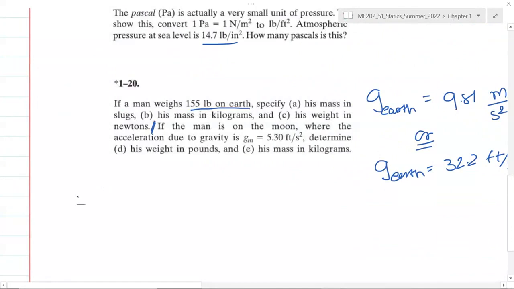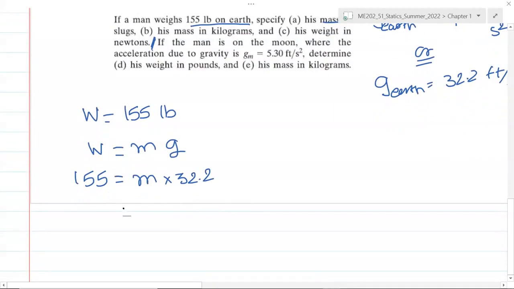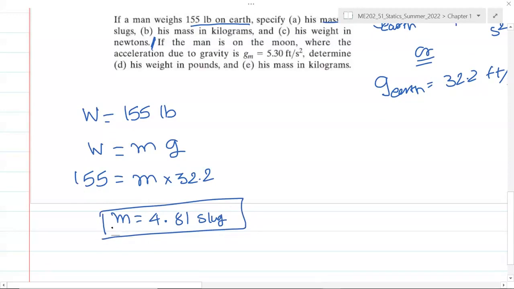Number one, weight of the man is given, which is W, 155 pound. The equation that relates weight with mass is W equal to mg. That is, weight is equal to mass times gravitational acceleration. Now we need to find his mass in slug. So let's substitute the value of W in pound, the value of mass, that's what we are calculating, and g is 32.2 because the unit is FPS. So if we divide 155 by 32.2 and round it to 3 significant figures, we get 4.81 slug. Okay, so that is the answer to the first question, A.